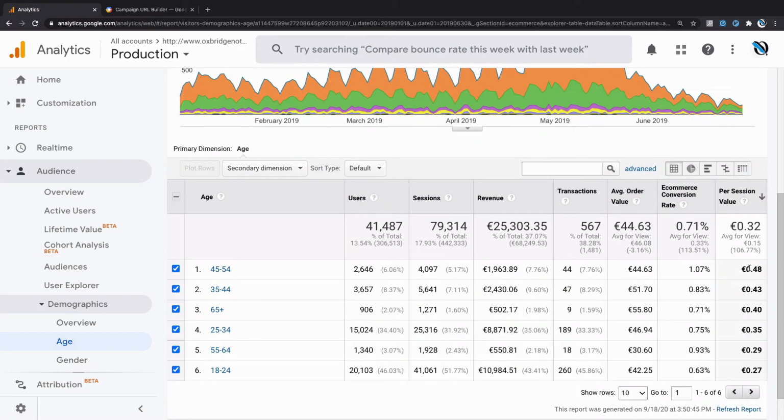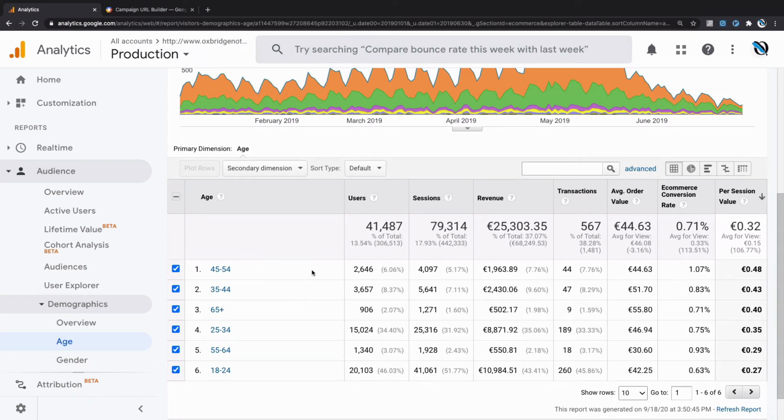And the highest is 48 cent, which corresponds to the 45 to 54 age group. This is something like 50% higher than my average 32 cent. So this indicates to me that I could bid like 50% higher for that age group. And the second highest is 35 to 44 and the third highest 65 plus.